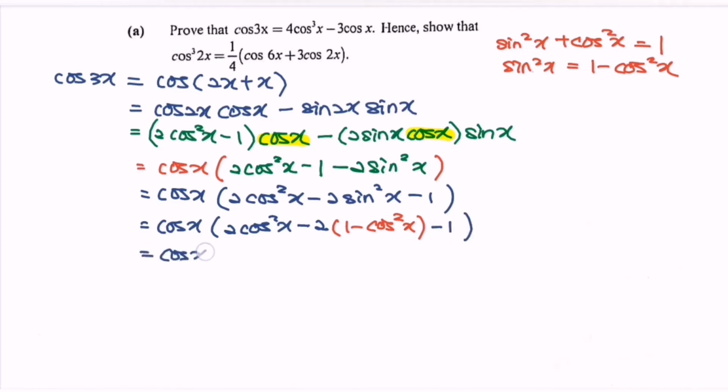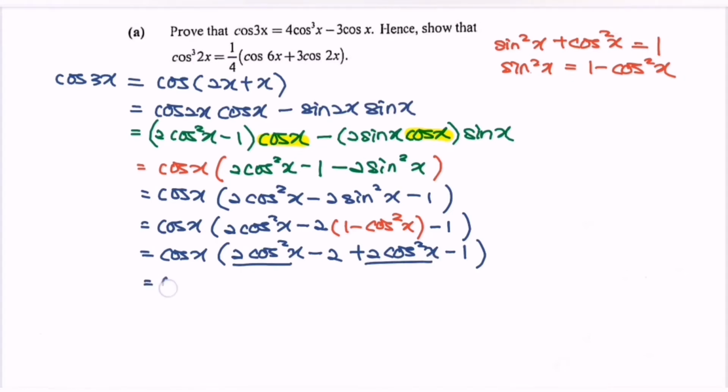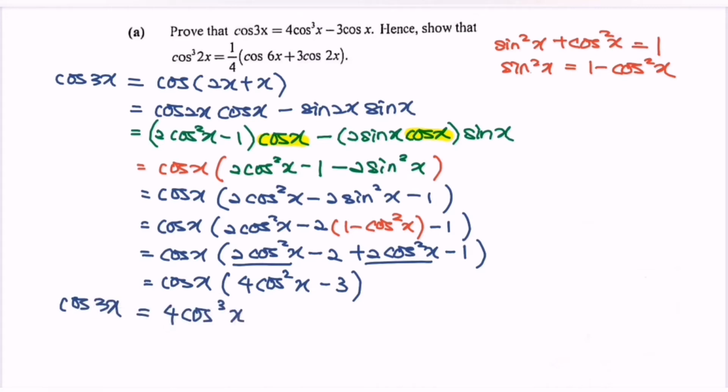So kindly expand. Cos x multiplied with 2 cos square x minus 2 plus 2 cos square x minus 1. So kindly simplify. For this part, we will have cos x multiplied with 4 cos square x minus 3. So finally, we have cos 3x is equal to 4 cos cube x minus 3 cos x, and we have already shown this for the first part.